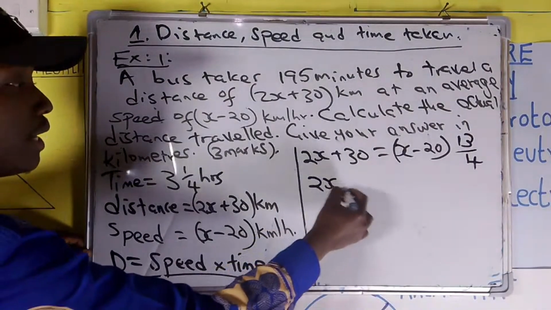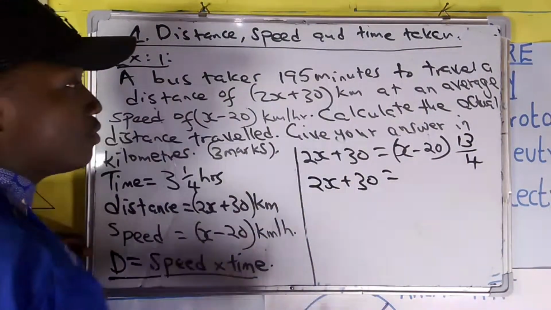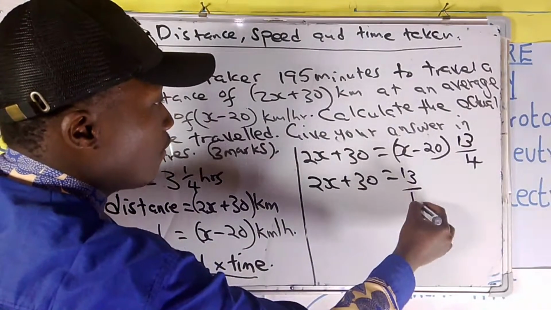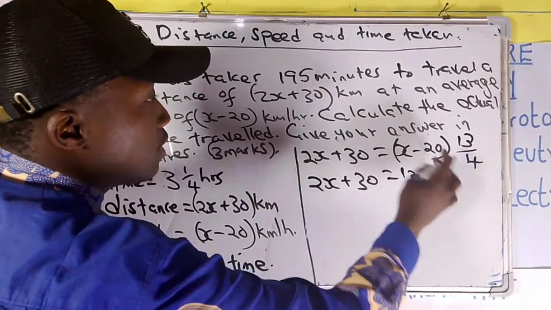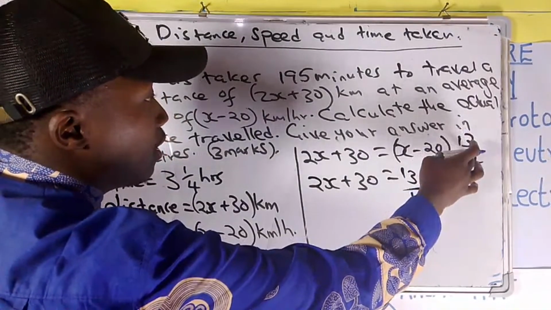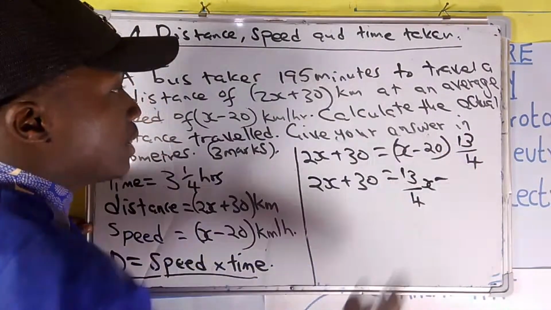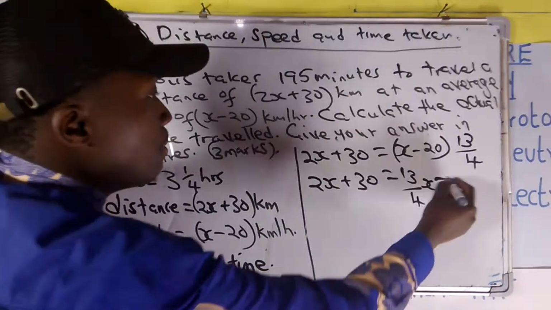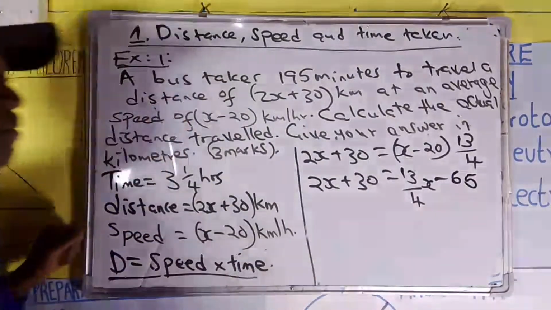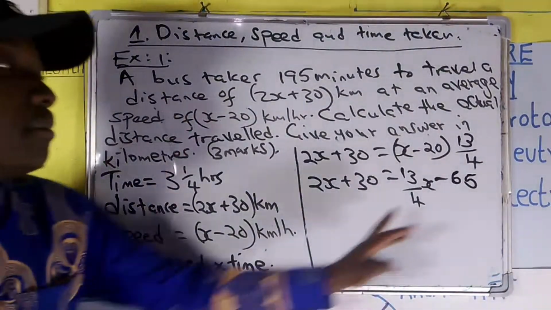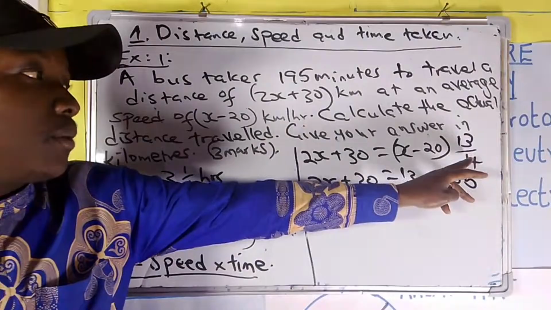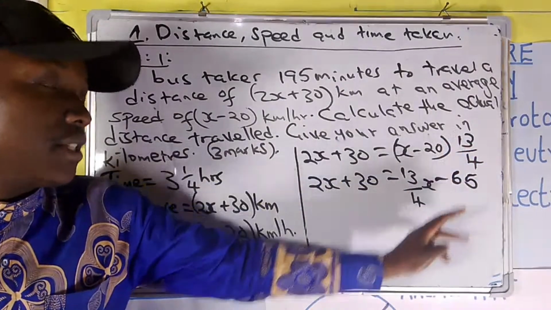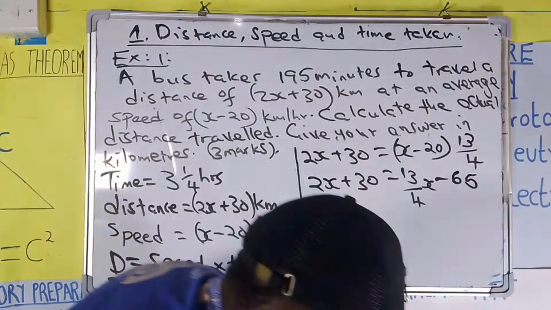So this will be 2h plus 30 is equal to 13 over 4 times h minus 20. It will be equal to 13 over 4h minus 13 over 4 times 20. By 4, 1; by 4, 5. So it will be minus 65. Why? Because when we simplify by 4, we will get by 4 1, by 4 5. 13 times 5 is equal to 65.